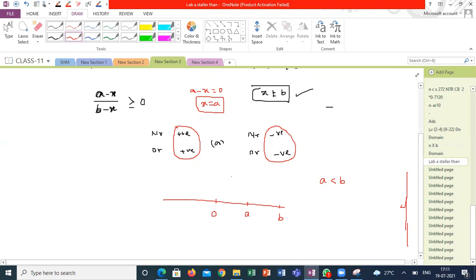So now you take, for what values is the denominator positive? X less than b, correct? For any x less than b, the denominator is positive. Suppose I'm taking x less than b, so b minus a smaller value is positive. But for a minus x, which value do I have to take? I have to take either greater than a or less than a here.